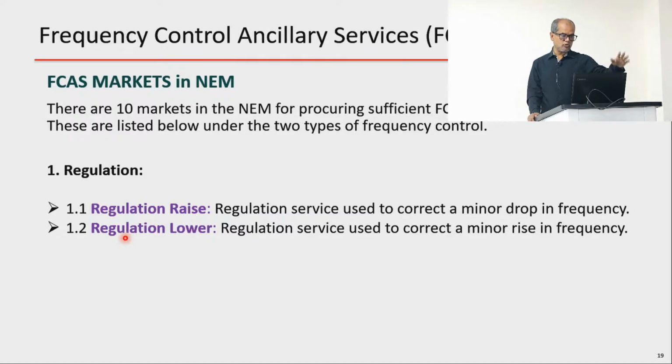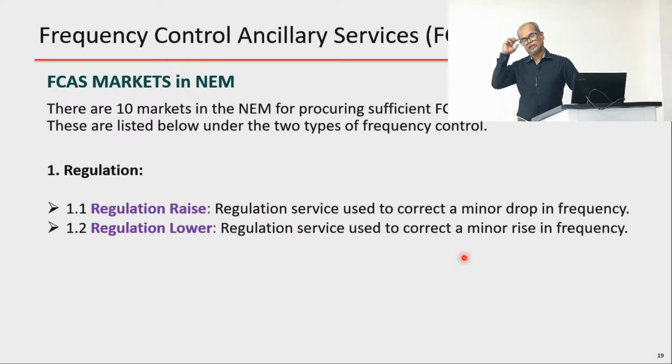And that is regulation up or regulation down, which I already mentioned. Frequency can either drop or rise: if you have a generation outage and your demand is higher than the generation, frequency will go down, and if generation is higher than the demand, frequency will go up.